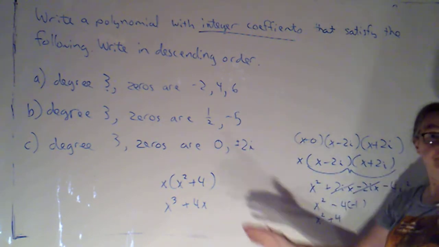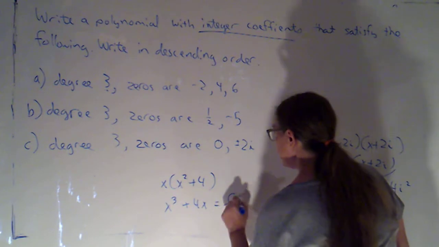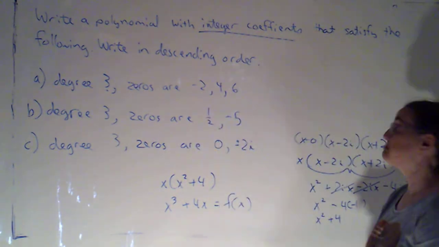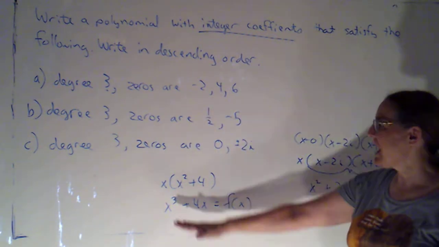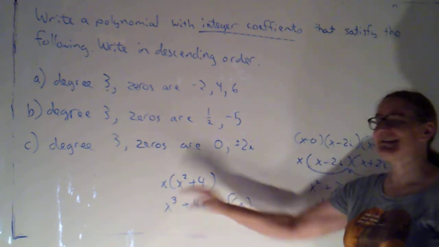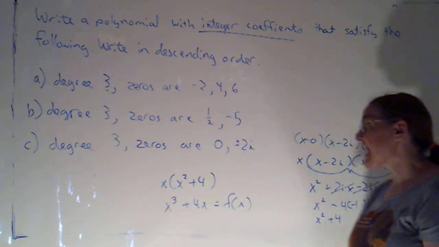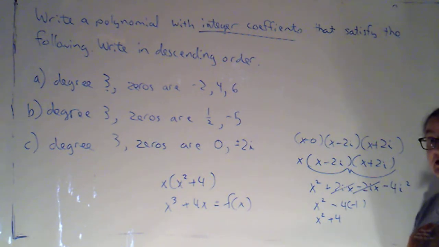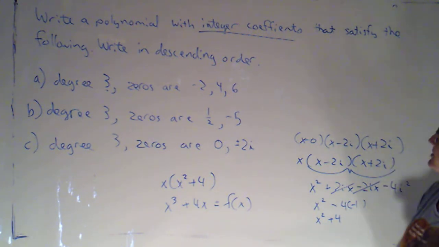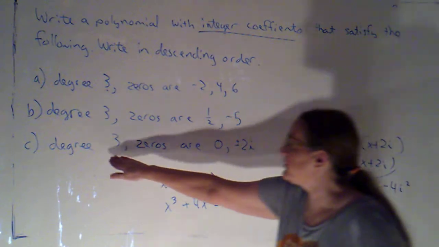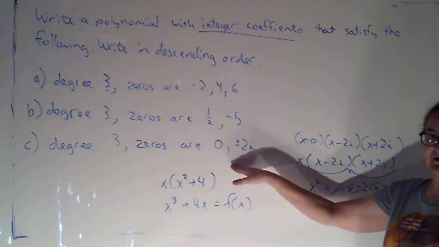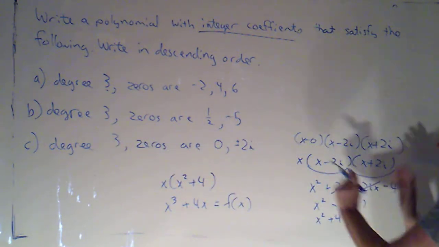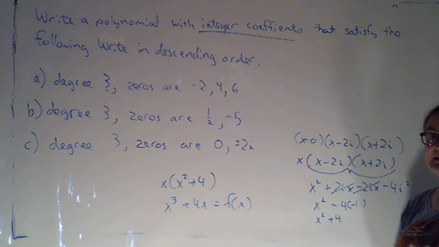You could just give me the formula. If you want to give it a name, I'm going to call this one f of x. You're free to call it whatever you want, but you need to give me the formula in descending order. Now again, if I wanted to, I could multiply this by any integer. That would not change the degree, and it would not change the zeros. But I can't have any more factors that have an x in them.